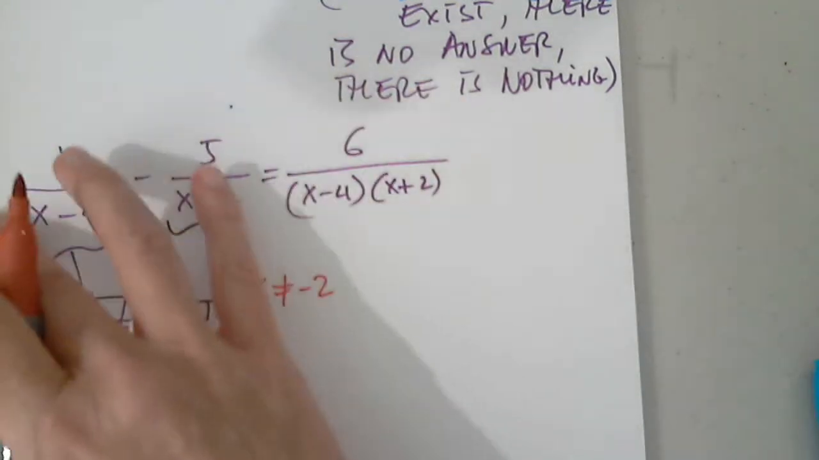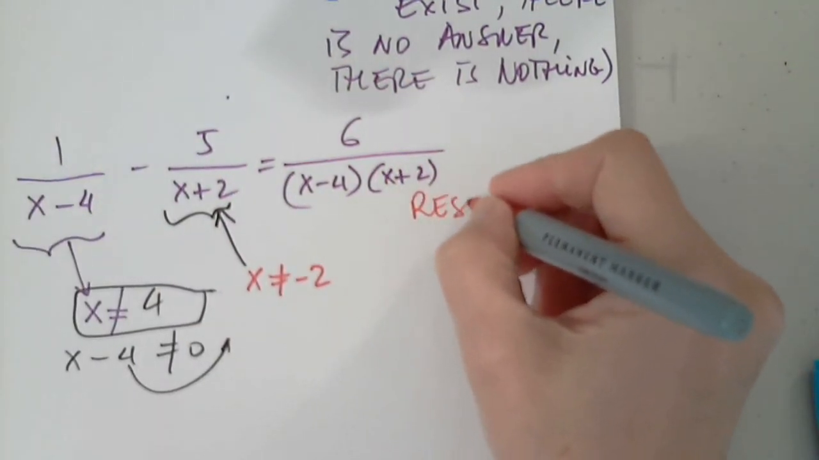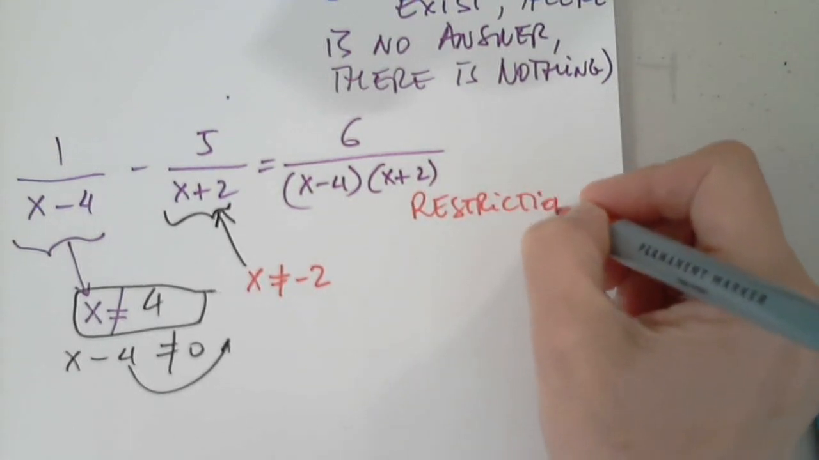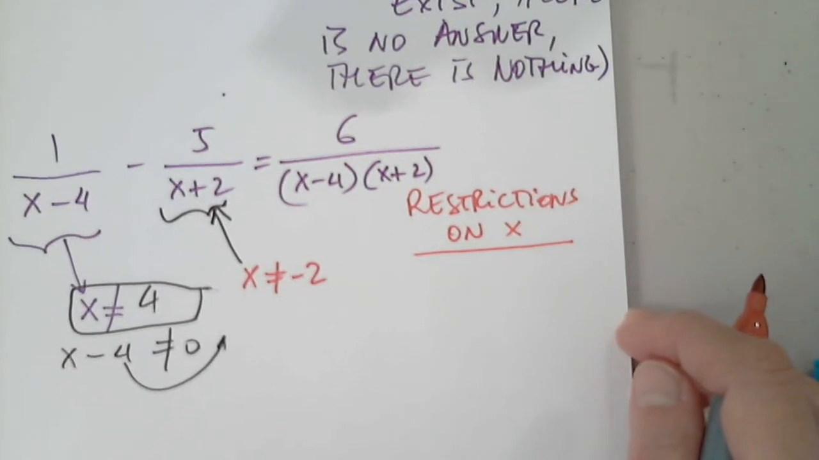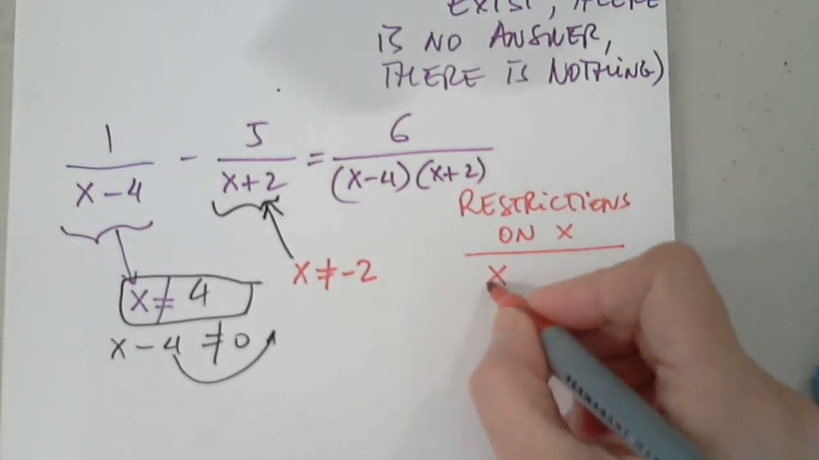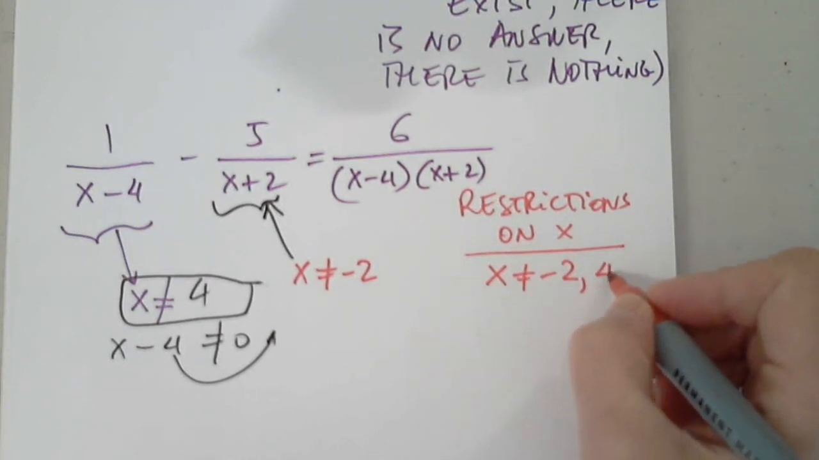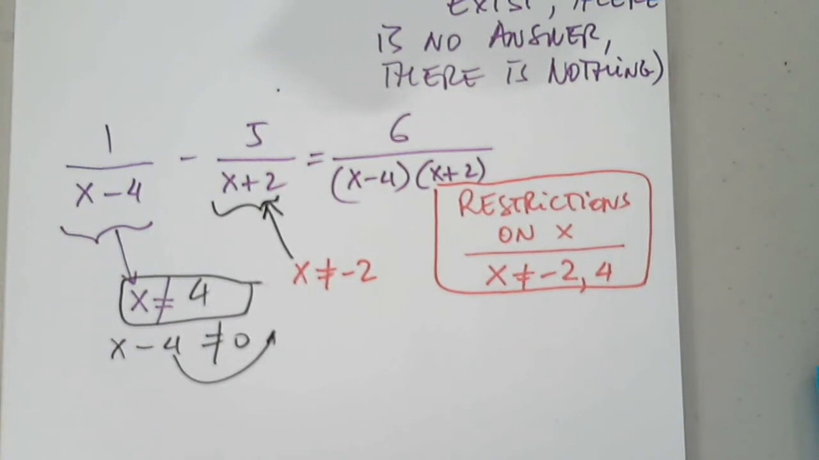So before I even start the equation, trying to solve it, I will write restrictions on x. X is restricted. It cannot be free. It cannot be -2, and it cannot be 4. And this has to be established from the get-go.